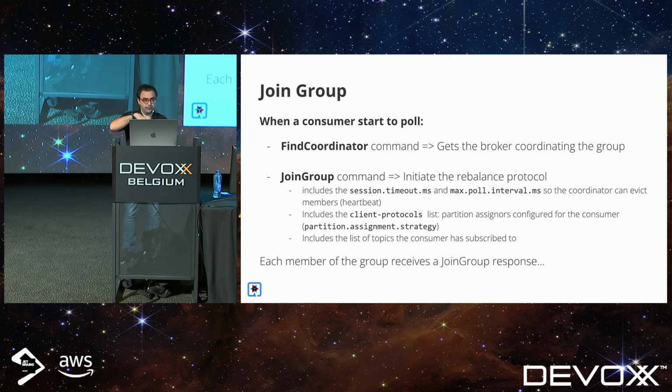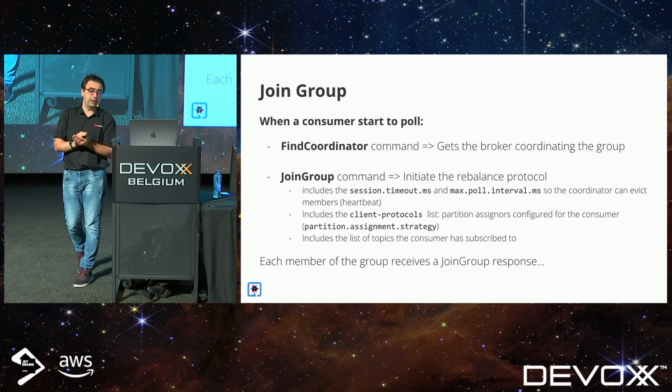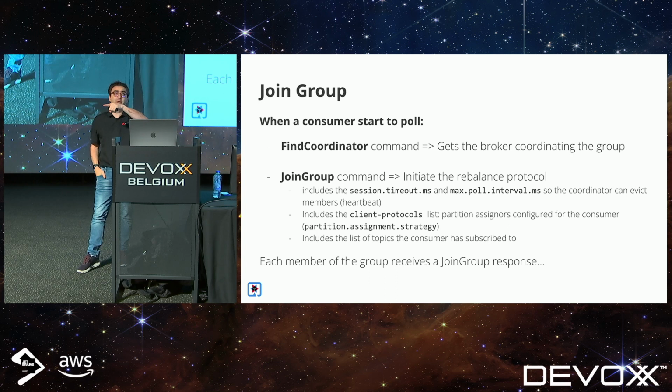When you initiate the rebalance protocol, there are a few settings that are important: session.timeout.ms and max.poll.interval.ms, which the coordinator will use to know when the consumers will be considered dead. When we start the join, we pass this data, our consumer configurations, to the coordinator. The coordinator will use this data to say, if you don't call poll again, if you don't say hi before this max.poll.interval.ms, I will evict you from the group and restart a rebalance. It can include clients' protocols and assignment strategy and so on, but that's really, really advanced.